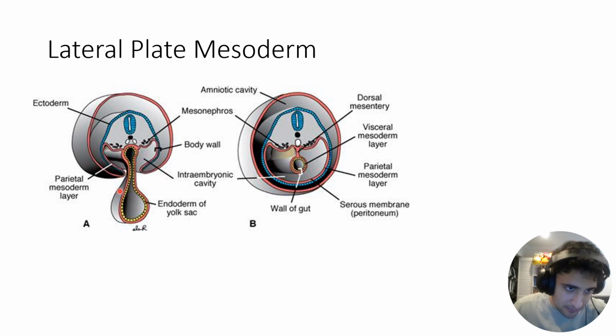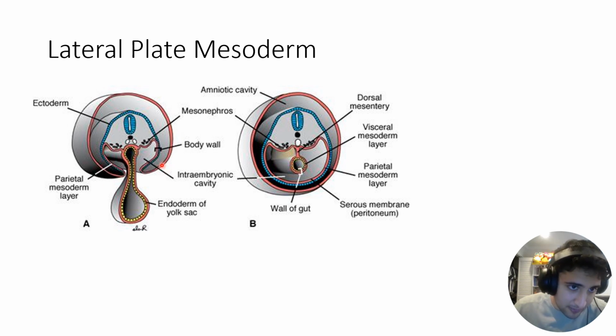Here's the endoderm of the yolk sac. Here's the ectoderm. Here's the parietal mesoderm layer. This is going to fuse, so this red and this blue and this red and this blue, they're fusing together. And this red and this red is fusing together. So you now have a continuous amniotic cavity. Okay, and that was due to the action of the parietal lateral plate mesoderm.